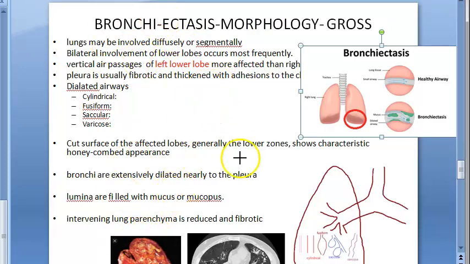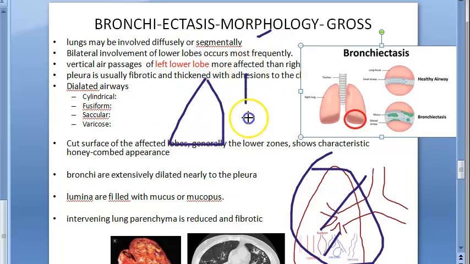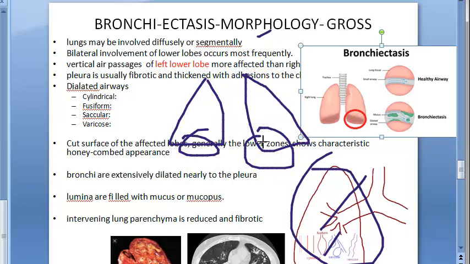Here is the lung. Lung can be involved fully, or it can be involved segmentally. So that is what they have written here. Bilateral involvement of both the lower lobes. So if there are two lungs here, both the lungs, bilateral lower lobes can be infected. Okay, this is very frequent. And the left one is infected more, because the vertical air passages of the left lower lobe are affected more.